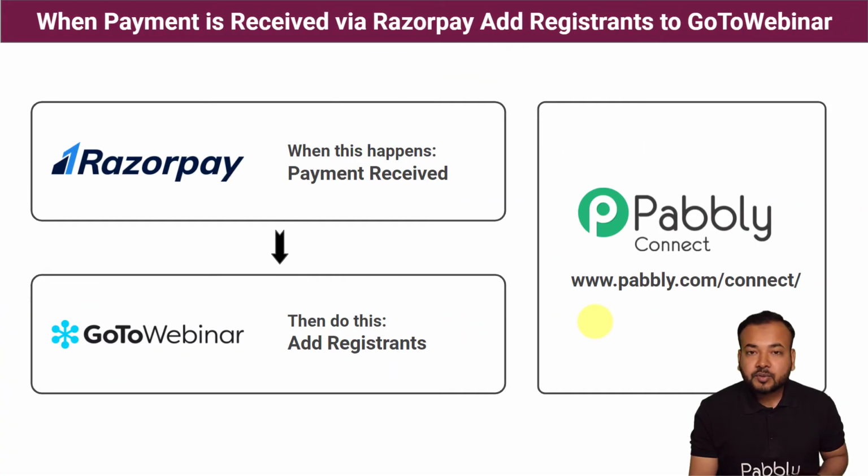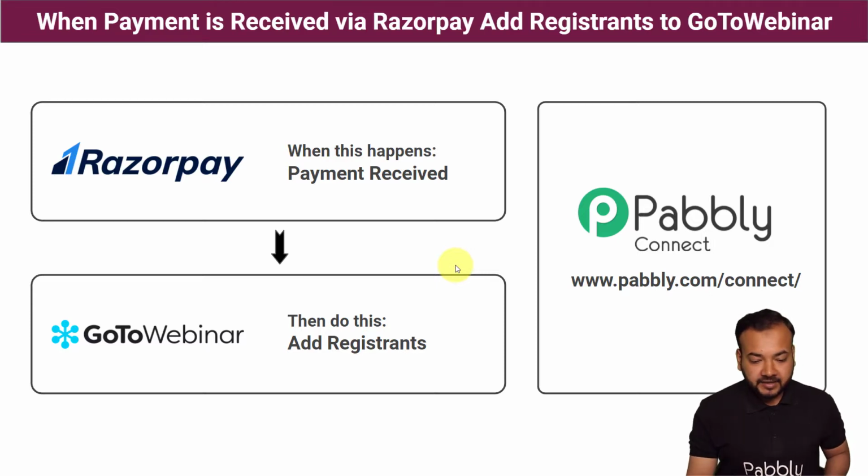So the flow of this automation is going to look like this. As and when any registrant makes the payment and the person who is hosting the webinar receives the payments via Razorpay, the same registrant is going to be added here as a new registrant in the GoToWebinar application automatically. So here you do not need to manually copy paste the data of the registrants from Razorpay one by one into GoToWebinar. So it is going to save your huge amount of time and energy and improve your productivity.